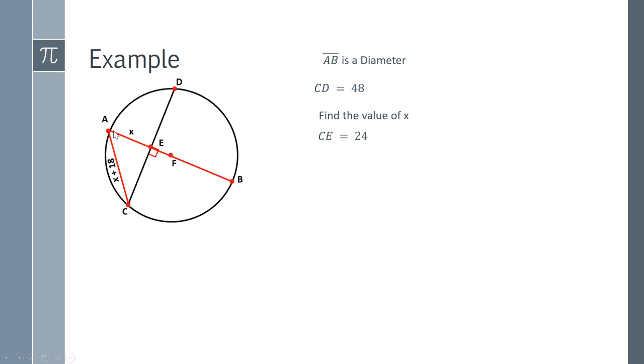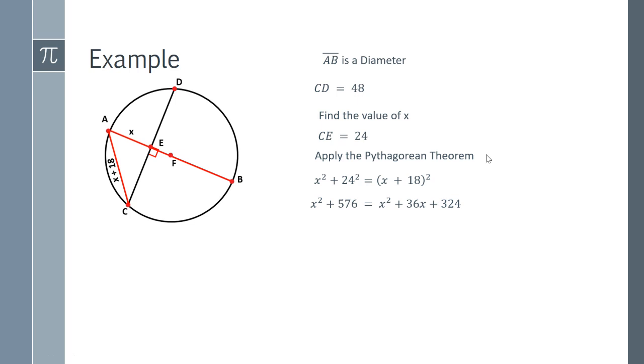Now we've got a segment right here that's 24, a segment here that's x, and a segment here that's x plus 18. It is a right triangle. So guess what? We're going to apply the Pythagorean theorem. Applying the Pythagorean theorem, a squared plus b squared equals c squared, where b squared is CE, which is 24, and c squared is x plus 18. So there is our Pythagorean theorem.